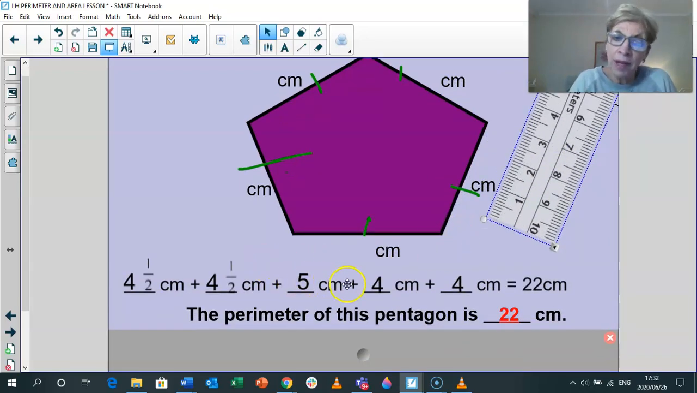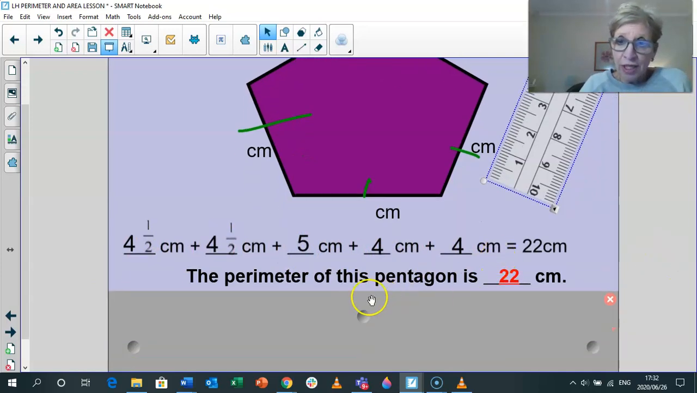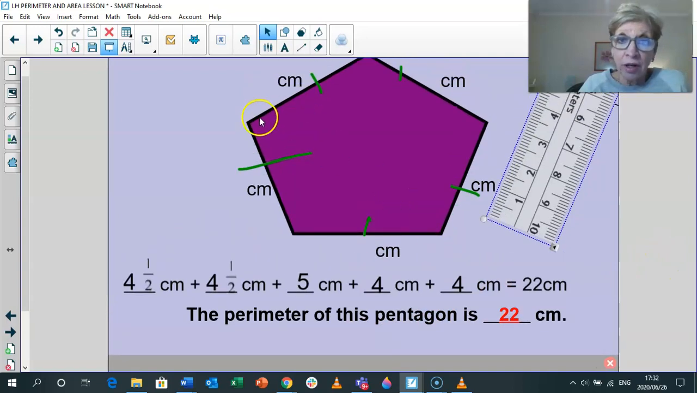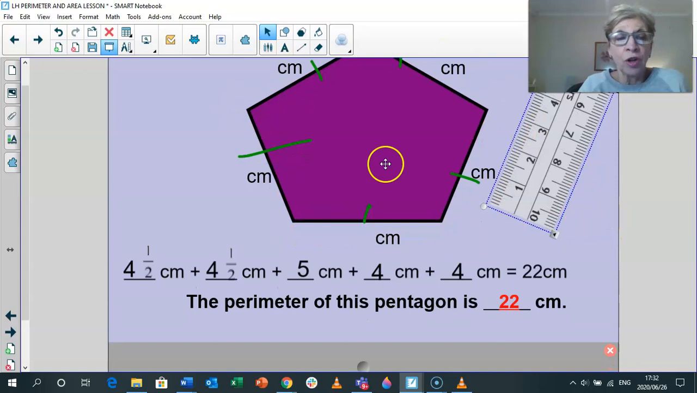So let's have a look and pull our screen down, and we will see that it's 4.5 plus 4.5 plus 5 plus 4 plus 4, which is, well, 4 fours are 16. Plus 5 is 21, plus 2 halves is 22. So the perimeter of this pentagon, if the little ant went strolling around the edge of this pentagon, the ant would stroll for 22 centimeters.